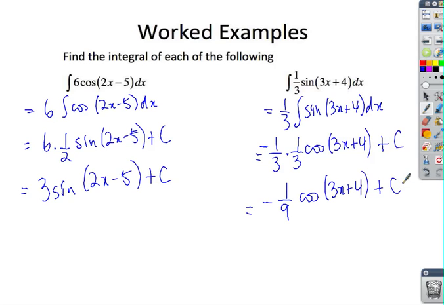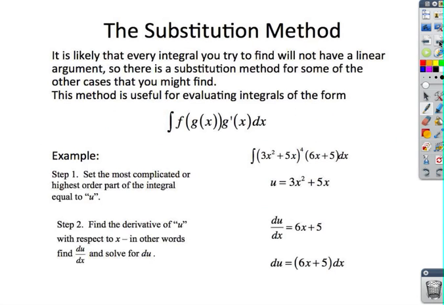Alright, so those are the sine and cosine integral rules applied with linear arguments. And again, as long as the argument is linear, you can use this pattern that we've looked at where you multiply by 1 over the coefficient of x. But it's probably likely that we won't always have integrals of that form.